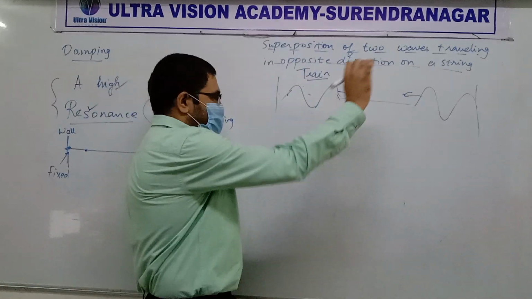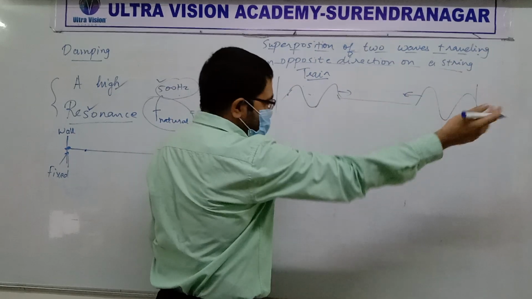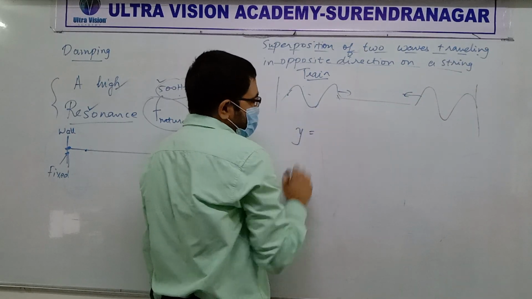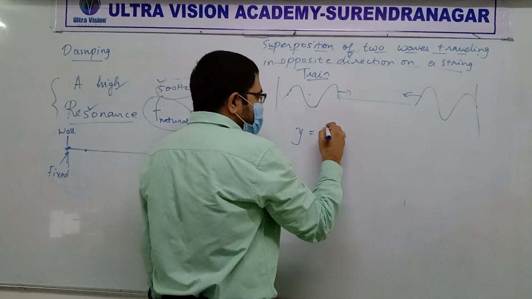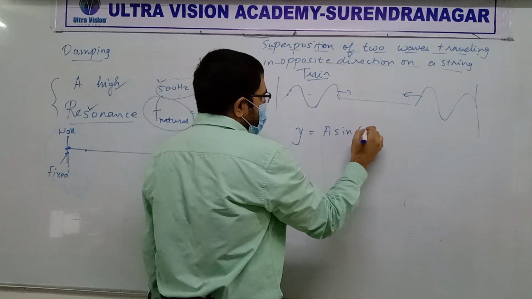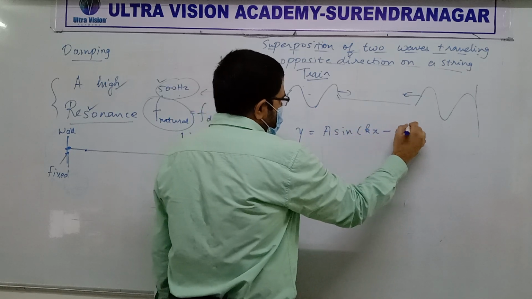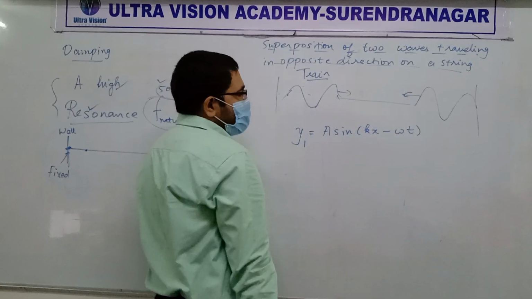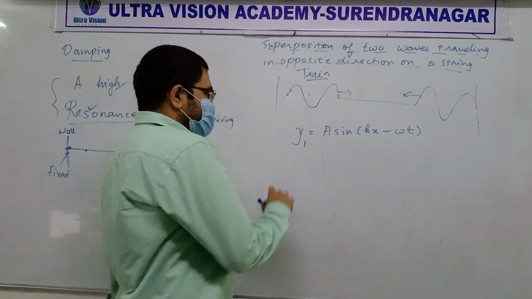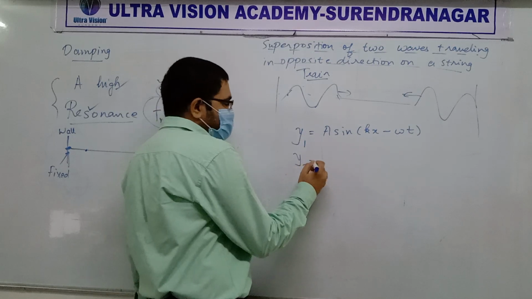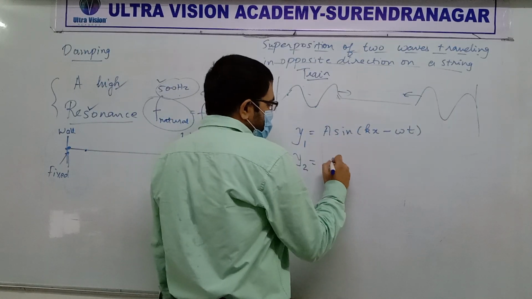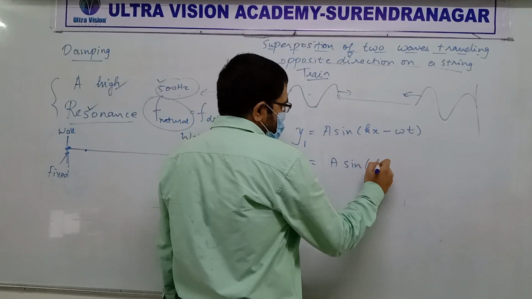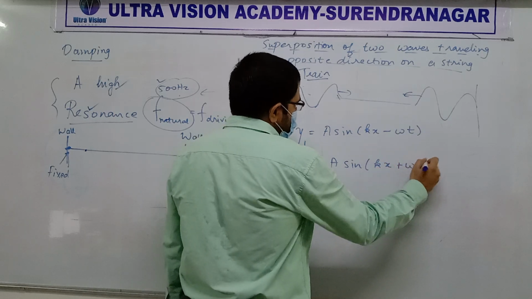So in this situation, the one that is going towards the positive x side can be written as y equals a sin(kx minus omega t), correct? This is the one that is traveling towards the positive side. Then the one that is traveling towards the negative side can be written as this. Yes or no?